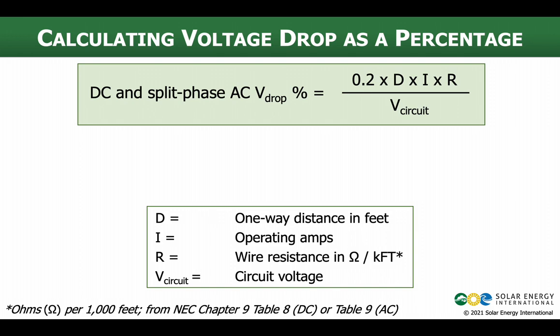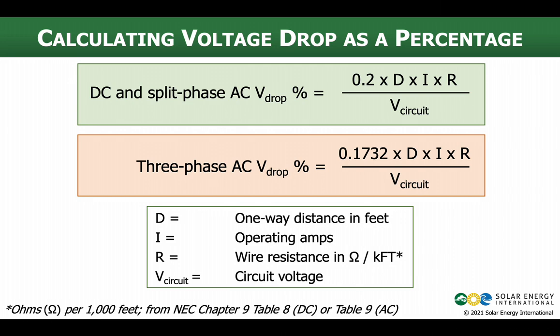So we just need to look up this value based on the conductor that we're using and whether it's in a DC or AC circuit. And then our last variable is the voltage of the circuit itself. Again, we talked about that. VMP for PV circuits, nominal AC system voltage for AC circuits. If we're looking at three-phase, the constant changes: 0.1732 instead of 0.2.